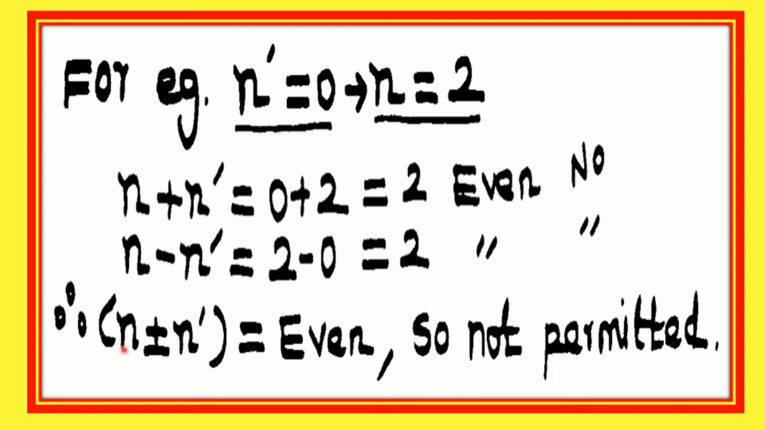If both n plus or minus n prime is an even number, then the transition is not allowed, because under this condition the transition moment integral is equal to 0.